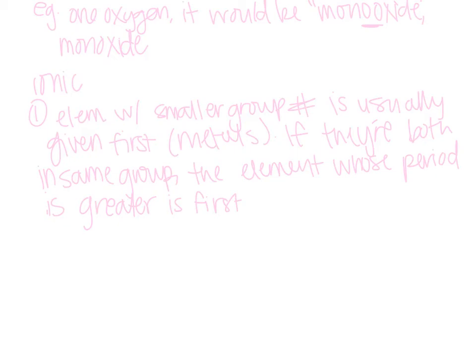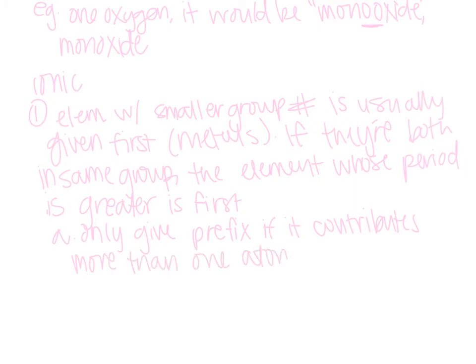And then on the first element, or the first atom listed, you only give the prefix if it contributes more than one atom. So like I said up there with molecular, if it only has one, you don't write mono with it. You only write a prefix if it has more than one.